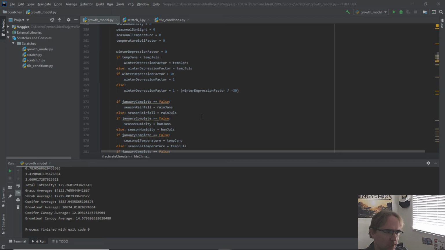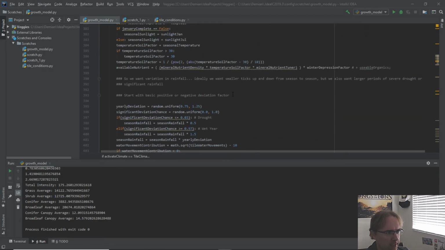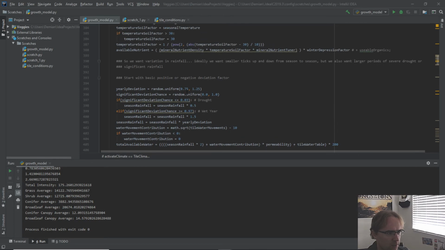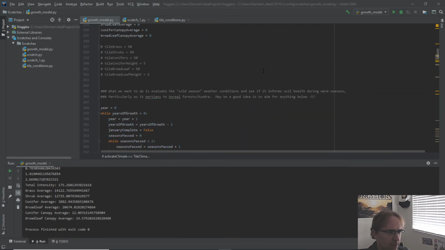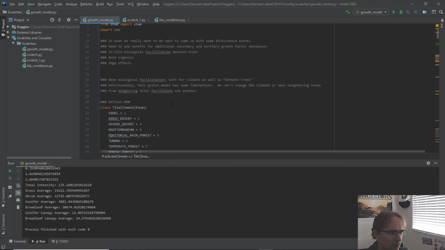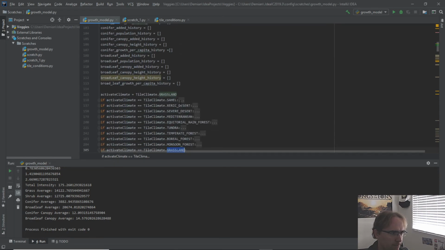Okay, so let's see. There's two things we want to do here. We want to add in, because we have rainfall deviation, let's run this model. What do we have right now? So this, grasslands. Okay, so currently we are activating climate grassland.